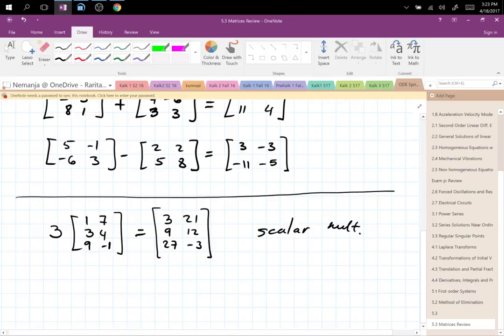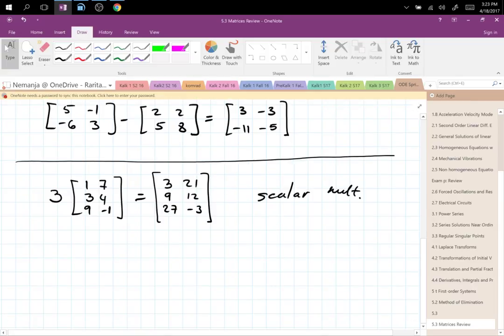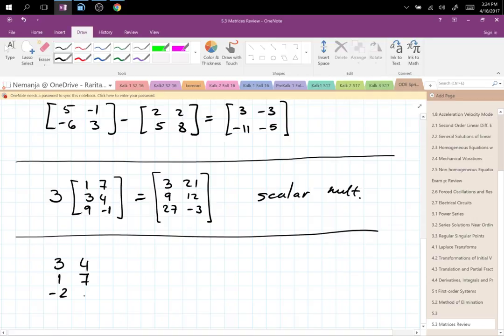But we can multiply matrices as well. Now what's important is that the number of rows matches the number of columns. So the number of rows of the first matrix is the number of columns of the second matrix. So let's go with 3, 4, 1, 7, -2, and 2. And this needs to be multiplied by a matrix that has the number of rows 2, because the number of columns of the first matrix is 2.